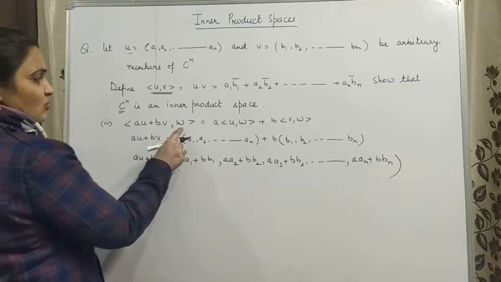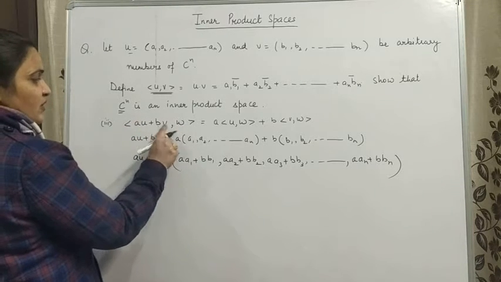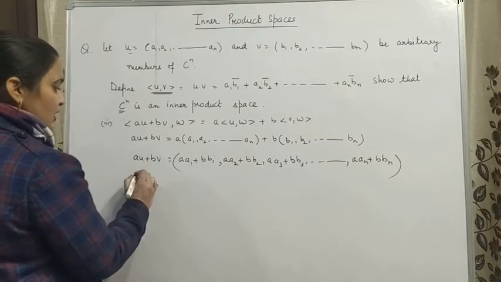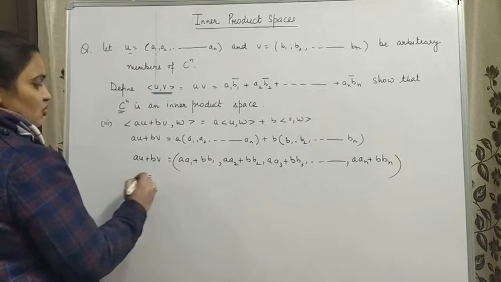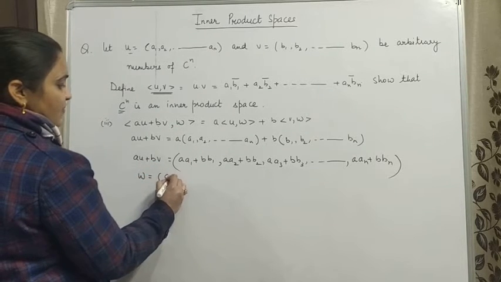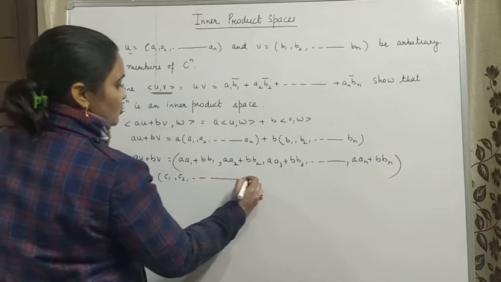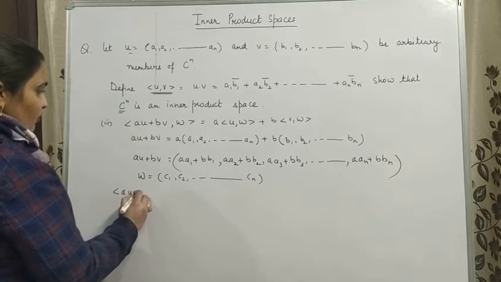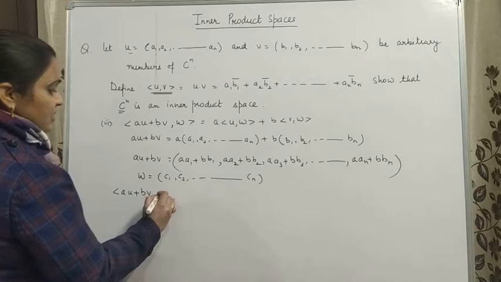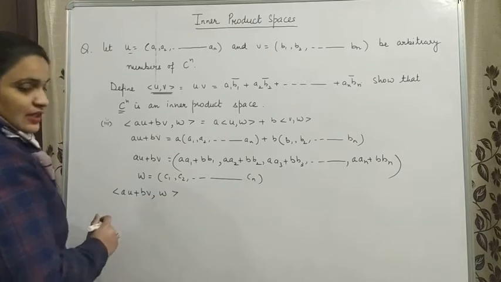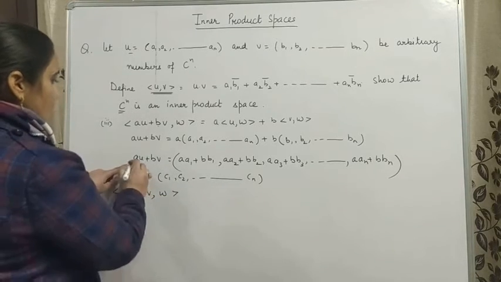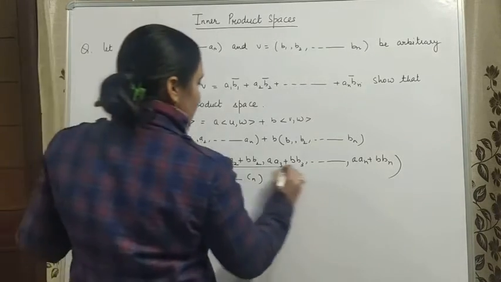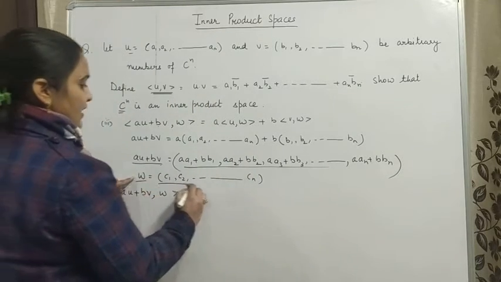Now let us calculate the inner product of this with a vector w. So let us first define a vector w. Let vector w be c1, c2 up to cn. Clear? So take u plus bv with w. So how will you calculate? This is the au plus bv vector, which is equal to this, and this is the w vector, which is equal to this.